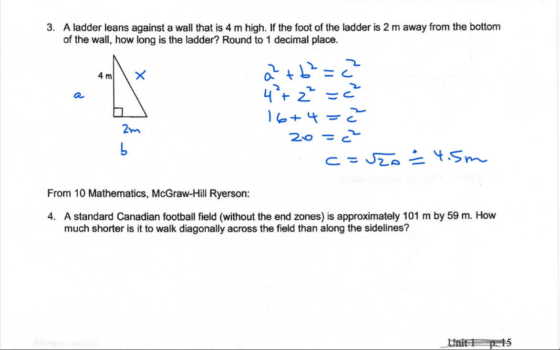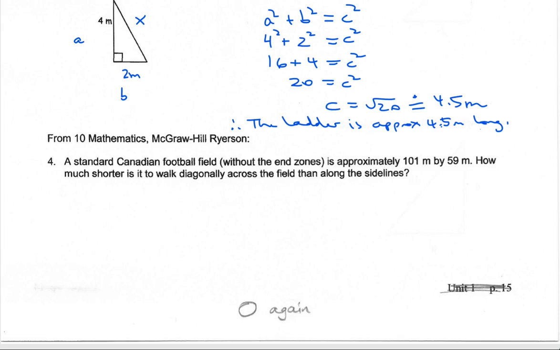Okay, now this is a word problem, so we always answer with a concluding statement. Therefore, the ladder is approximately 4.5 meters long. All right. And then here's another one.